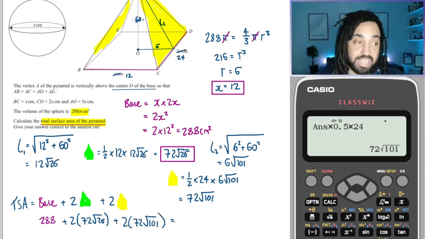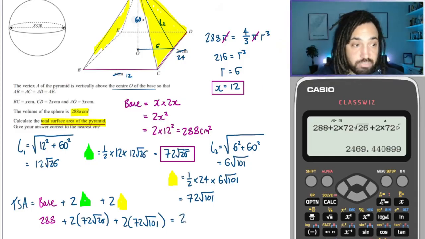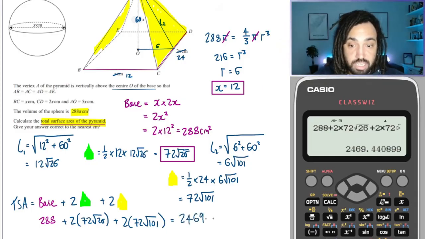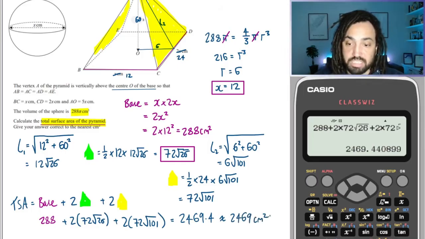And I'll type that into my calculator. And it's gone into the calculator, and it's going to be 2469.4. And it says correct to the nearest centimetres squared, so that is 2469 centimetres squared. Wow, what a question.